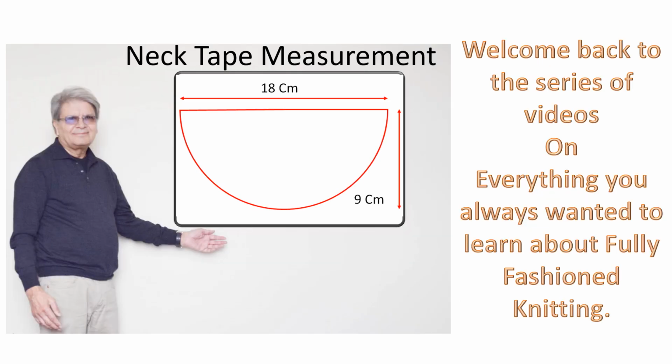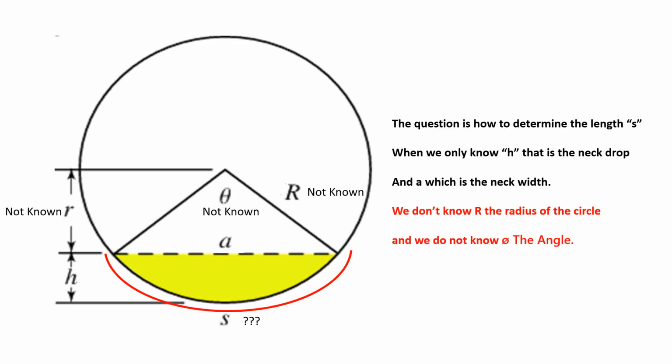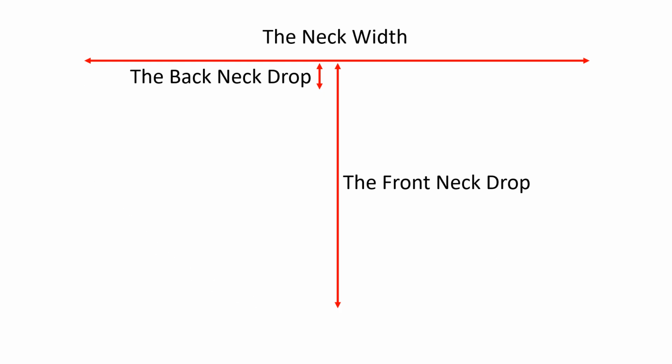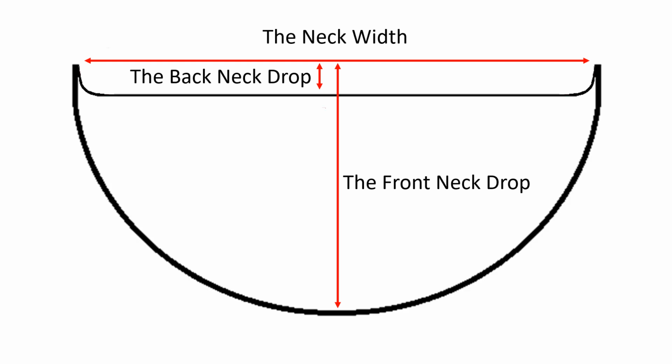Dear friends, welcome back to the series of videos on everything you wanted to know about fully fashioned knitting. In the last video, we discussed that to determine the neck tape length, we need to know the length of an arc, when the radius of the arc is not known, but only the chord length of the arc and the depth of the arc are known. In this video we will discuss how to make these calculations in a precise and accurate way, and leave nothing to assumptions.